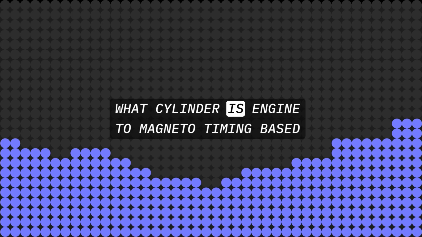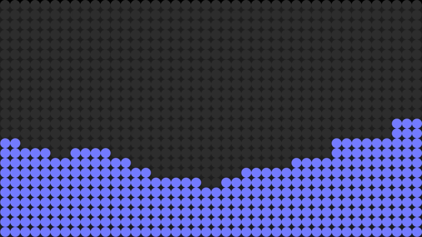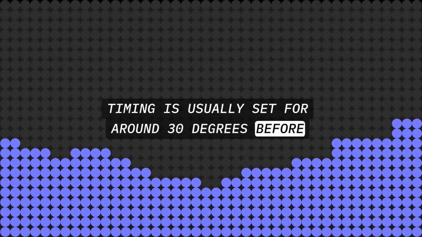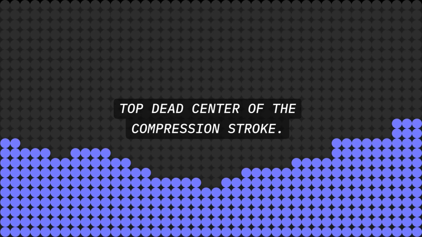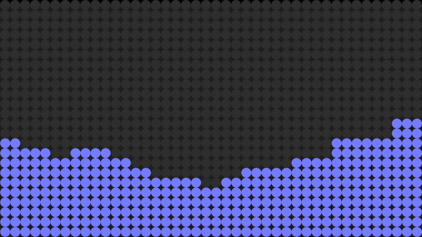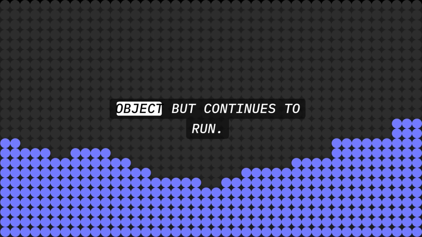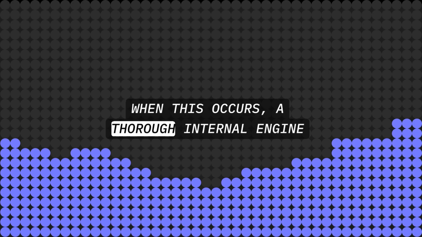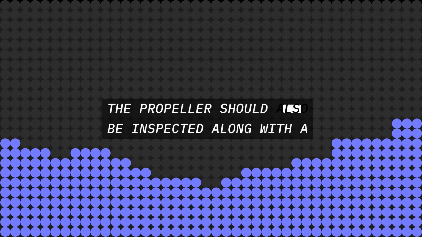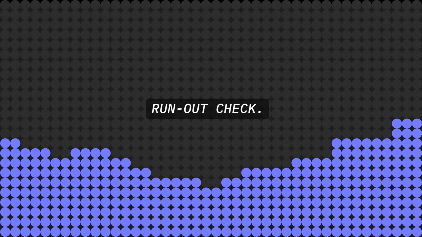What cylinder is engine to magneto timing based on? The number 1 cylinder. Timing is usually set for around 30 degrees before top dead center of the compression stroke. What is engine sudden speed reduction? This occurs when the propeller strikes an object but continues to run. When this occurs, a thorough internal engine inspection should be carried out, including an oil analysis. The propeller should also be inspected along with a run-out check.